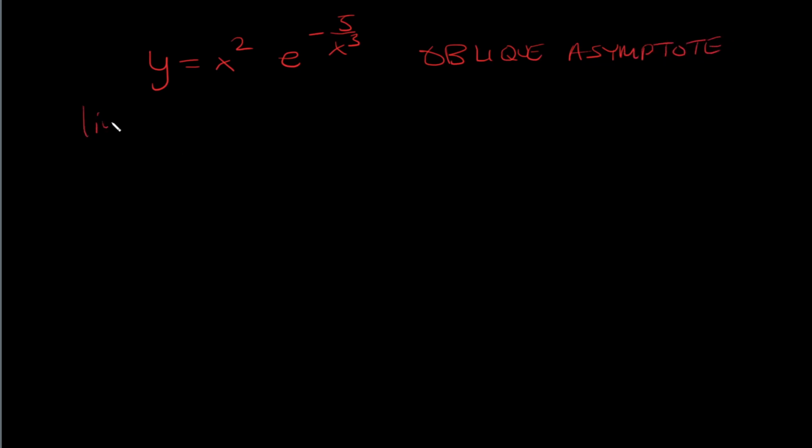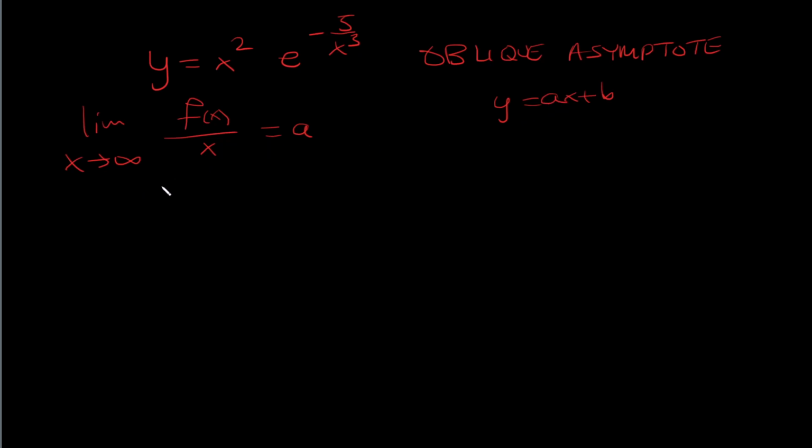We want to see whether y equals x squared times e to negative 5 over x cubed has an oblique asymptote. So an oblique asymptote is always going to be linear. So when we're taking the limit as x approaches positive infinity of our function, so we'll call that f of x over x, that's going to equal a, where y equals ax plus b is going to be the formula, the equation for the oblique asymptote.